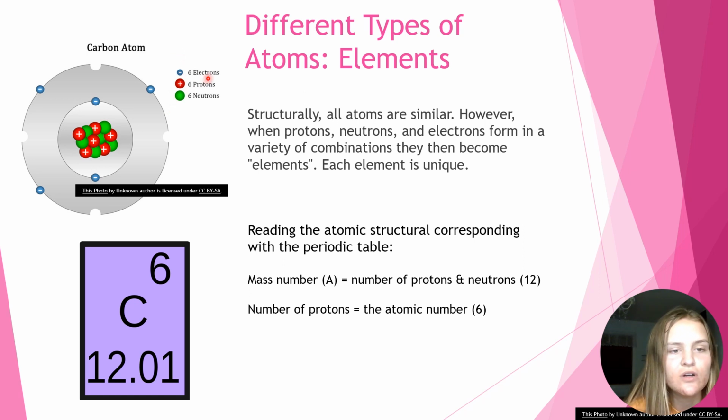If it had different numbers of electrons or different numbers of protons or neutrons, then it wouldn't be its own unique creation. So, reading the atomic structure corresponding with the periodic table, this is carbon again, and mass number equals the number of protons and neutrons together. So you have 6 protons and 6 neutrons, so it equals 12 for its mass number. And then the number of protons equals its atomic number, which is 6. So 6 protons gives it its atomic number, which is 6.